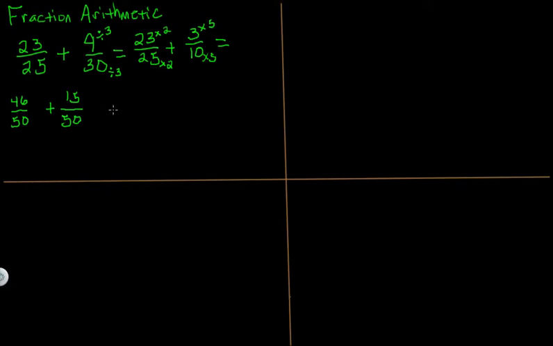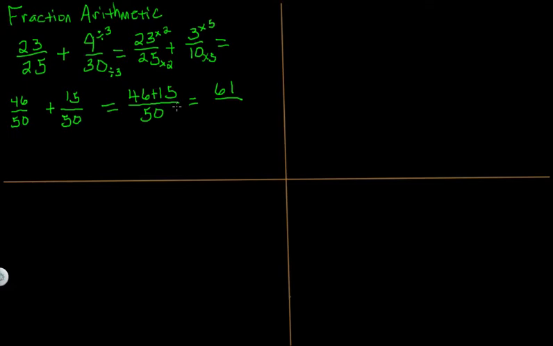So the answer here, let me just write that out. So we did 46 plus 15, and then the denominator stays the same. And then we add 46 plus 15, and we got 61. All right, so this is 61/50ths.